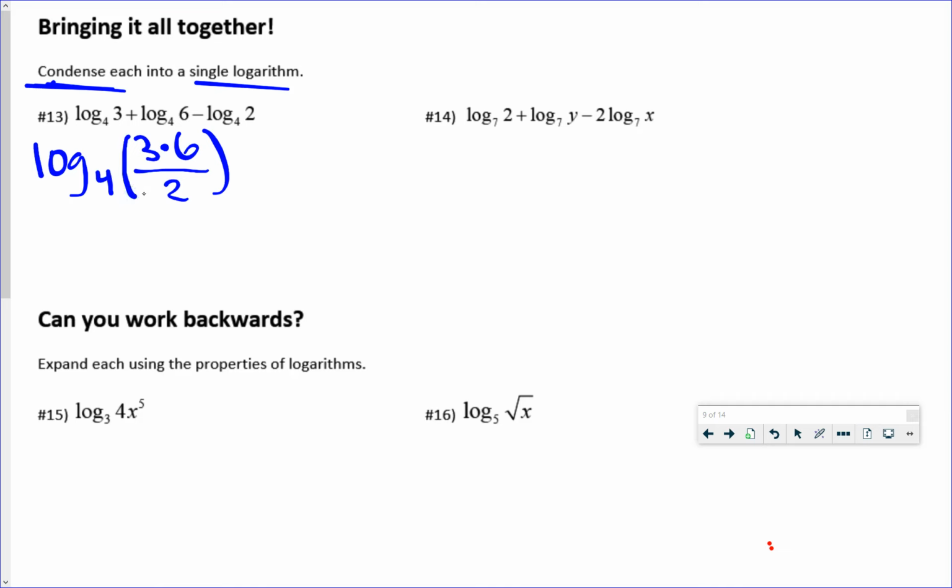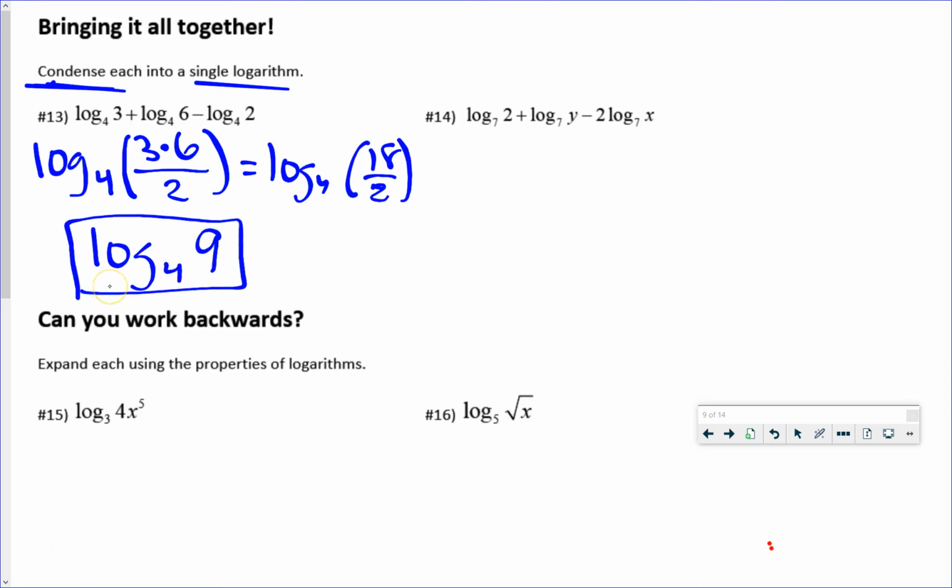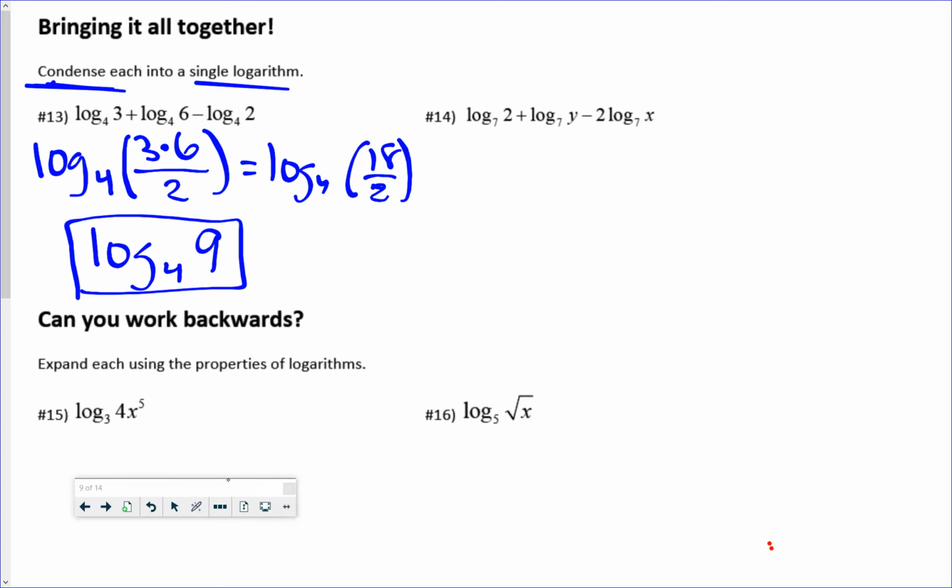To bring them all together, that plus means I can multiply them together. That minus means I have to divide it by 2. So that gives me what? It becomes 18 over 2. So this does become log base 4 of 9. It does not tell me to evaluate, so I'm done with this problem. The other ones told me to evaluate. This one does not. So it just wants the single log. That's all it wants. Okay. Yes, when you evaluate, they were being equals. All right, so 14.